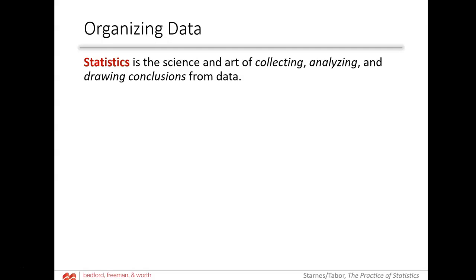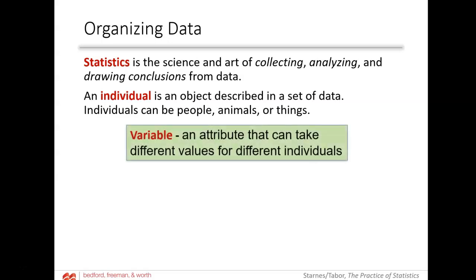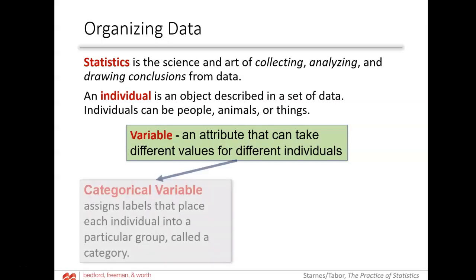So statistics is the science and art of collecting, analyzing, and drawing conclusions from data. And it really, truly is an art, I promise. An individual is an object described in the set of data. Could be people, could be animals, could be things. A variable, which I know you've seen that vocab word before, we're looking at an attribute that can take different values for different individuals. So a variable meaning it can change.